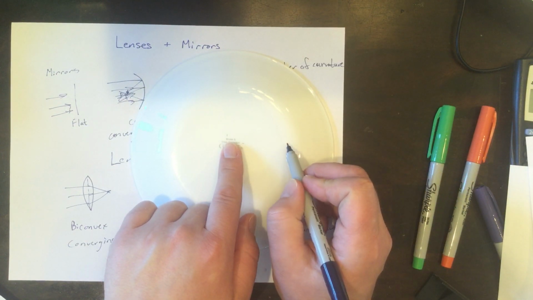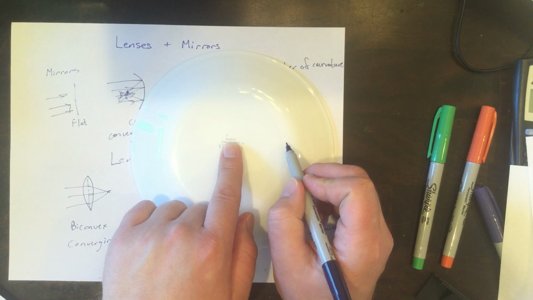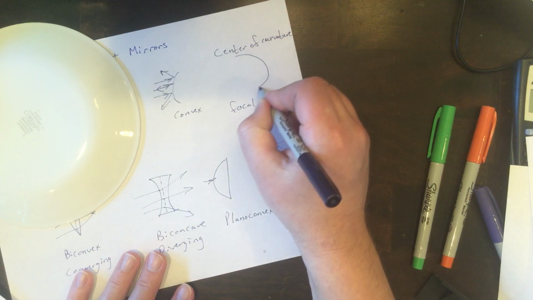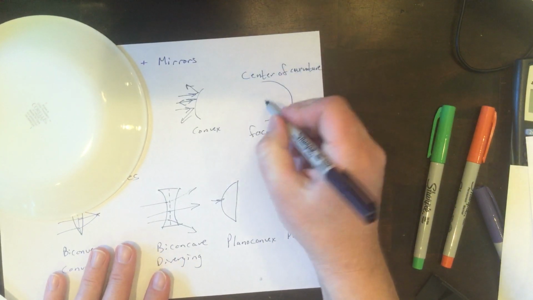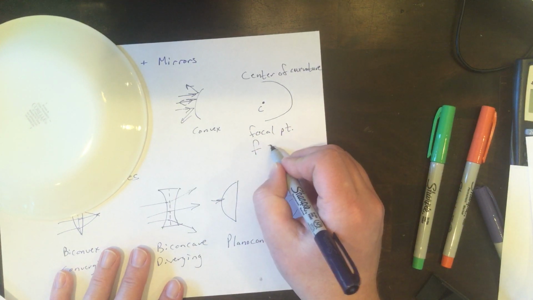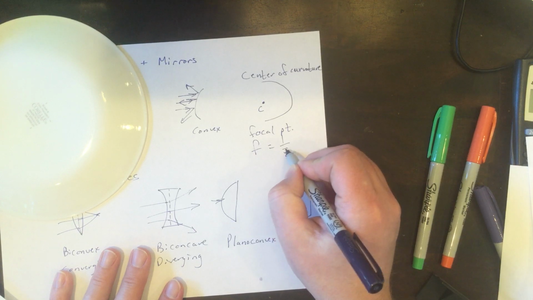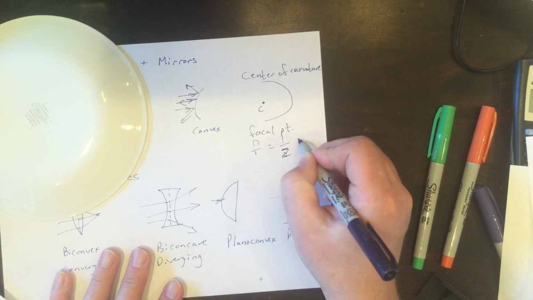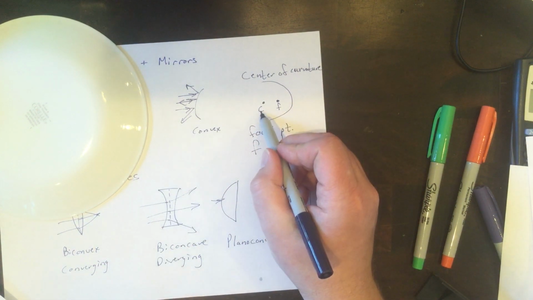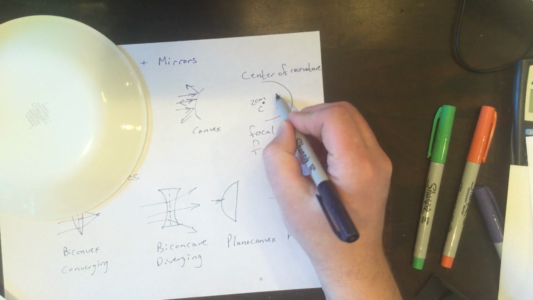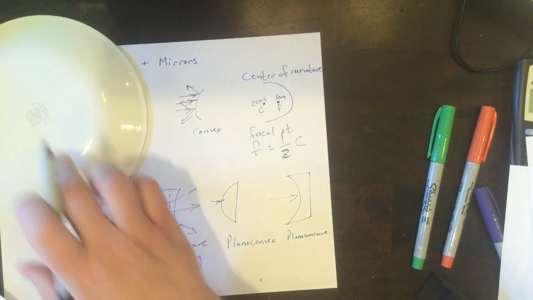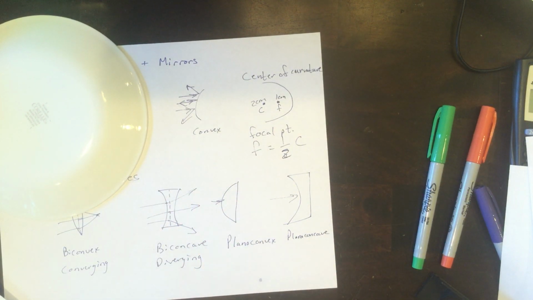I think that makes sense, the center of the curve. Now, the focal point, or the focal length, will always be 1/2 of C, okay? So center of curvature we'll call C. So if here's our mirror, the center of curvature is going to be here. And so F, the focal point, is equal to 1/2 of C. So basically it's just halfway. So if your center of curvature is at 2 centimeters, your focal point will be 1 centimeter. And we're going to use that idea when we start drawing our pictures.